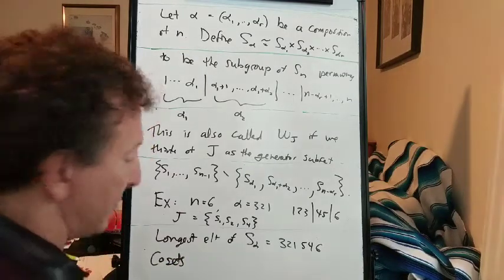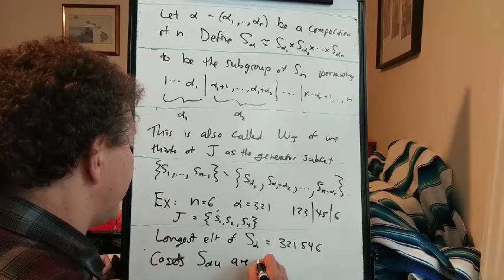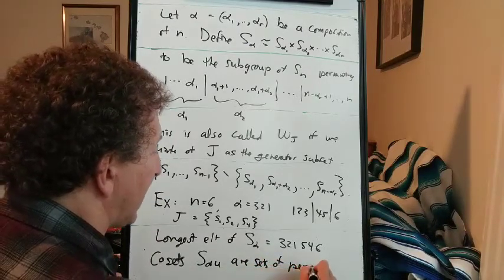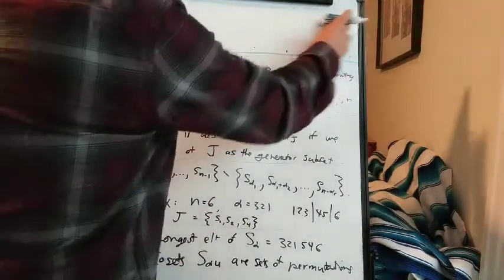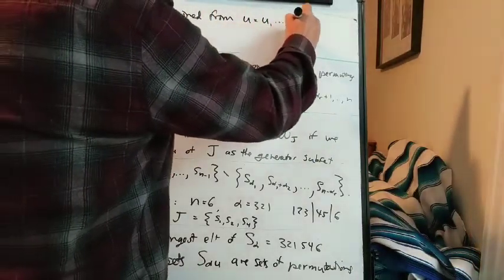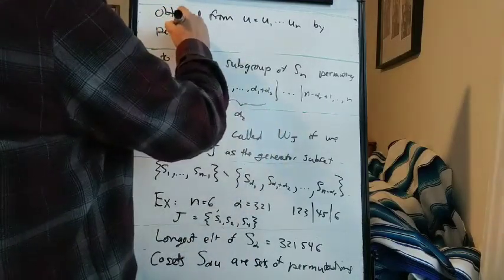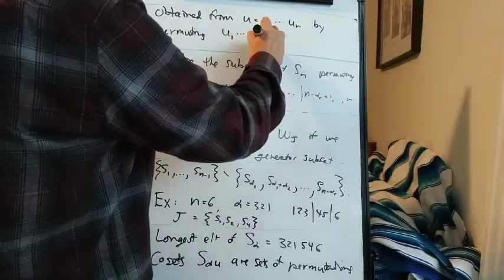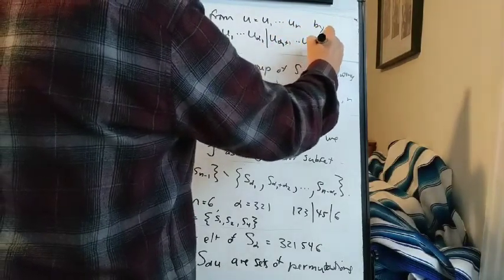Now, cosets of the form S alpha U are sets of permutations obtained from U by permuting the first alpha 1 letters and the next alpha 2 letters, etc. So U1 through U alpha 1 are going to stay in the first alpha 1 positions, and then U alpha 1 plus 1 through U alpha 1 plus alpha 2 are going to stay in the next alpha 2 positions, etc.